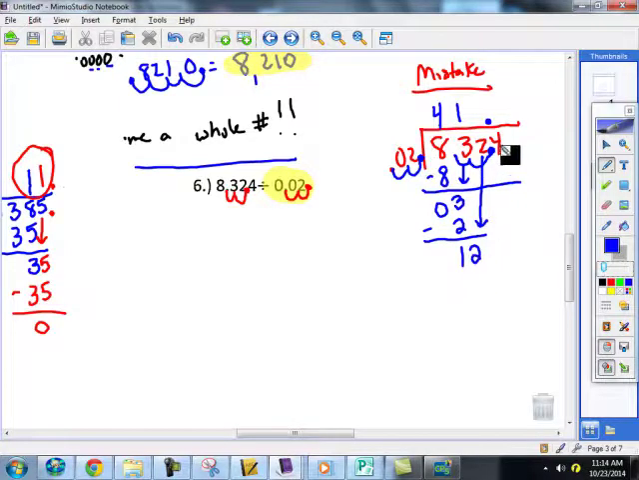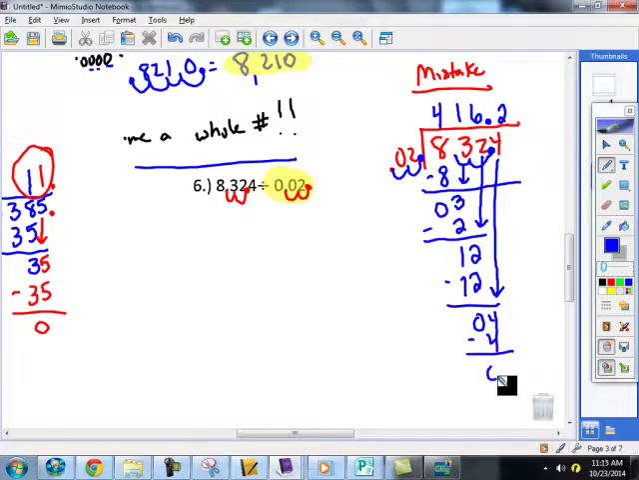2 goes into 12. 6 times. Notice how my 6 is above those 2's. That's going to be 12. Subtract and get 0. Bring down our 4. 2 goes into 4. 2 times. 2 times 2 is definitely 4, and we get 0. And there's my answer. Okay?